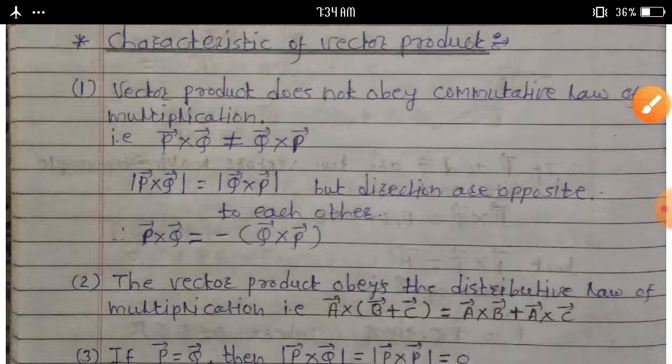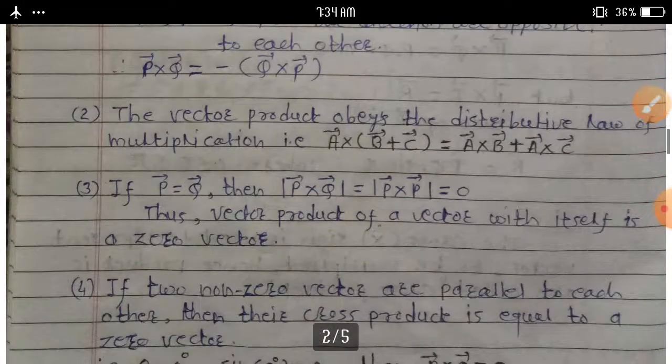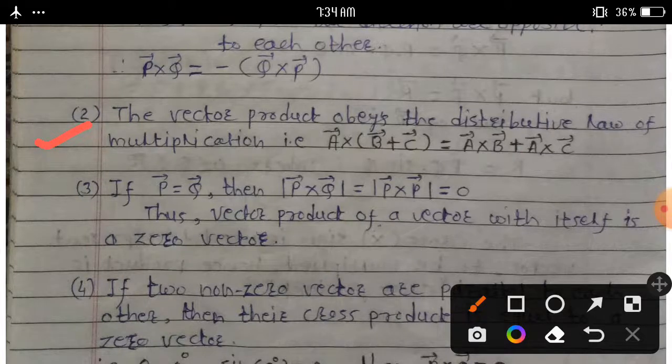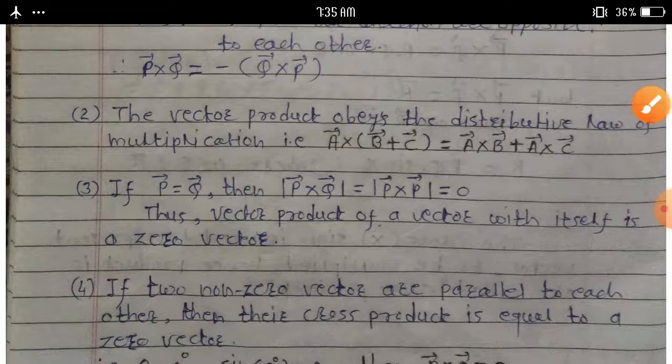Then second characteristic, the vector product obeys the distributive law of multiplication. That is, we can write a bar cross in bracket b bar plus c bar equals a bar cross b bar plus a bar cross c bar, which means the vector product obeys the distributive law of multiplication. This is the second characteristic of the vector product of two vectors.